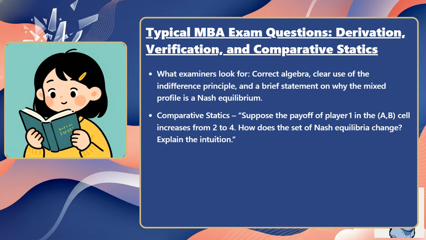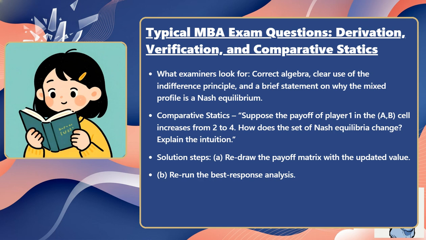Comparative statics: suppose the payoff of player 1 in the (A, B) cell increases from 2 to 4. How does the set of Nash equilibria change? Explain the intuition. Solution steps: A. Redraw the payoff matrix with the updated value. B. Rerun the best response analysis. C. Note any new mutual best response cells and any that disappear.